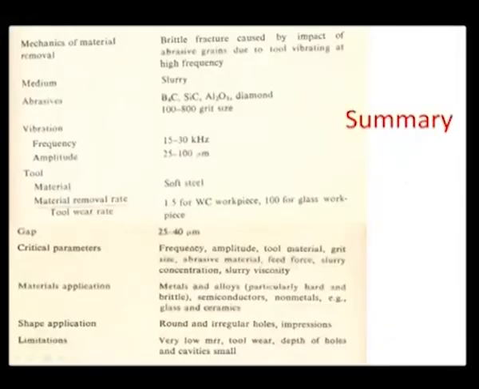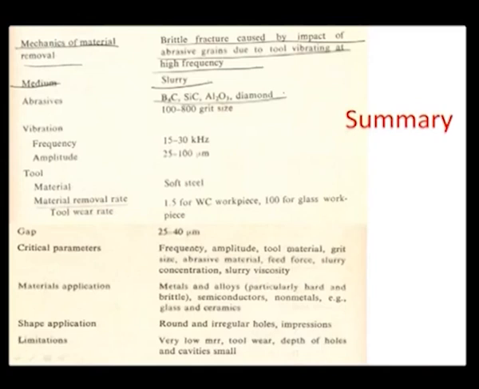So, in a nutshell, we would like to summarize that the mechanics of material removal for a USM process is really brittle fracture, which is caused by impact of abrasive grains due to the tool vibrating at high frequency. The medium of course is the slurry, which contains abrasives. It could be boron carbide, silicon carbide, aluminum oxide, diamond, so on and so forth, and the abrasive materials would have about 100 to 800 grit size, which means maybe about 10 to 25 microns. The vibration frequency is about 15 to 30 kilohertz of the acoustic head, and the amplitude of motion realized is about 25 to 100 micrometers.